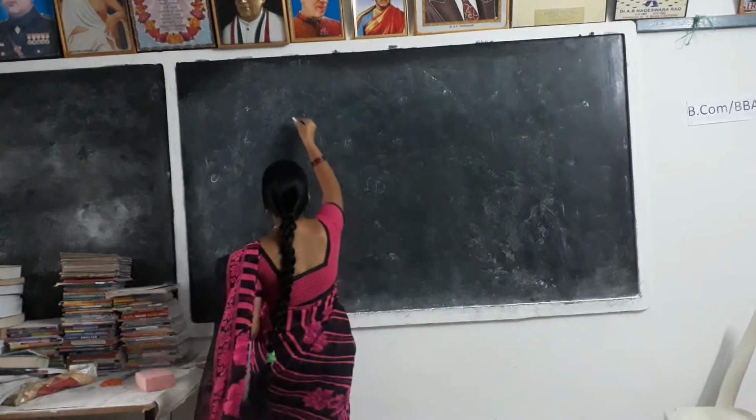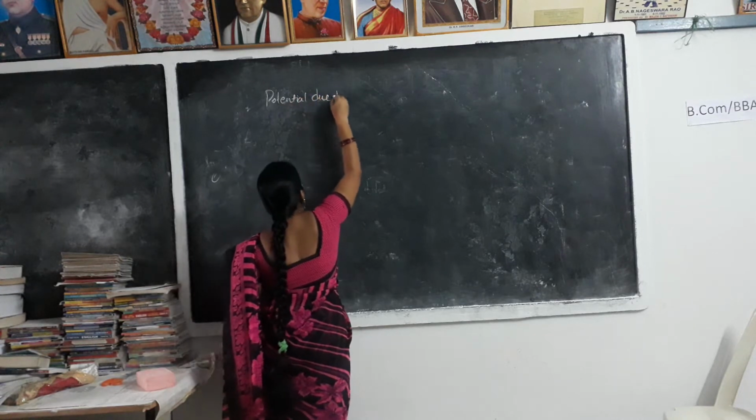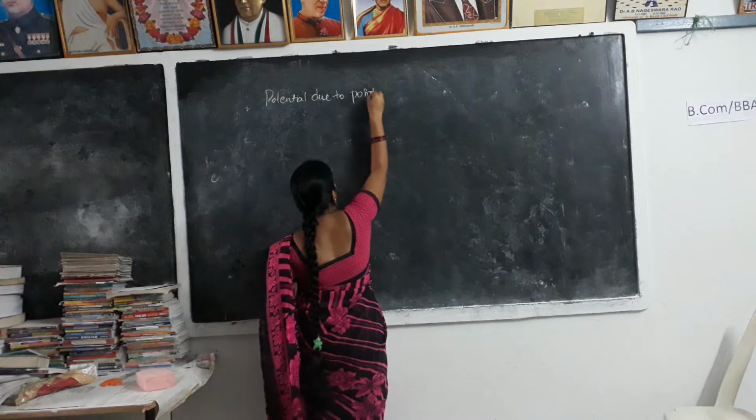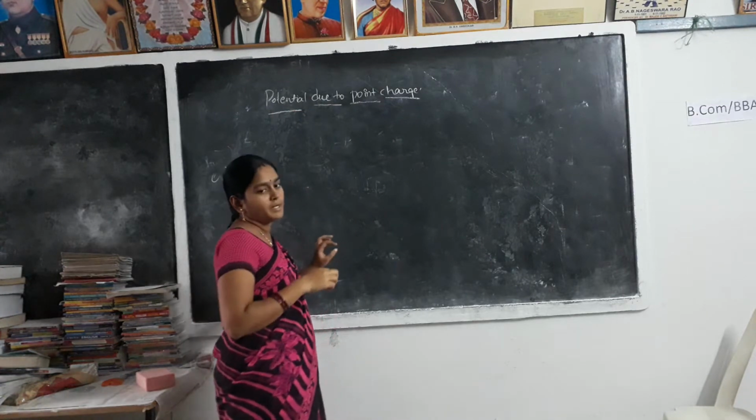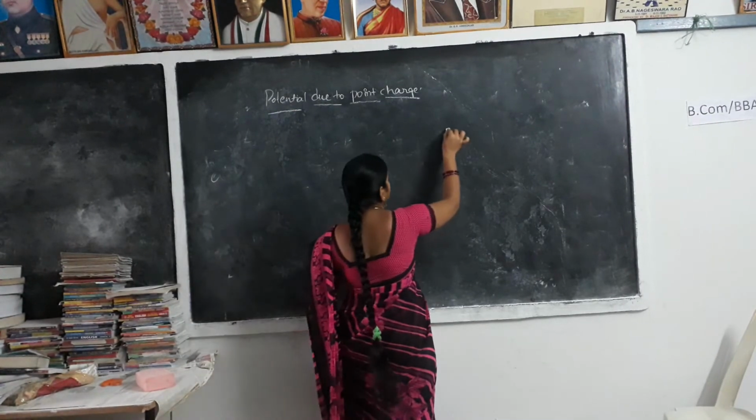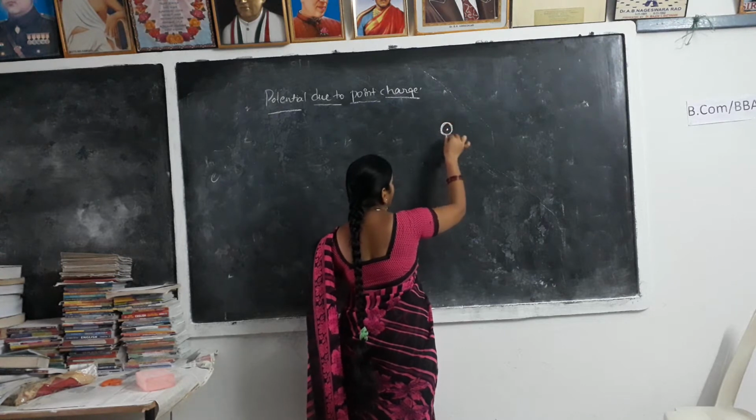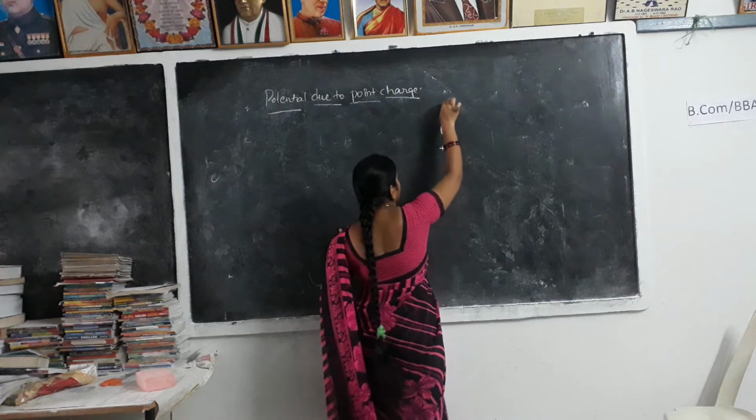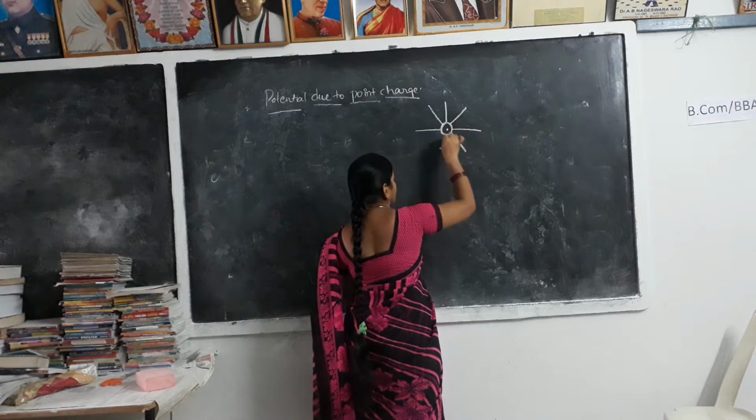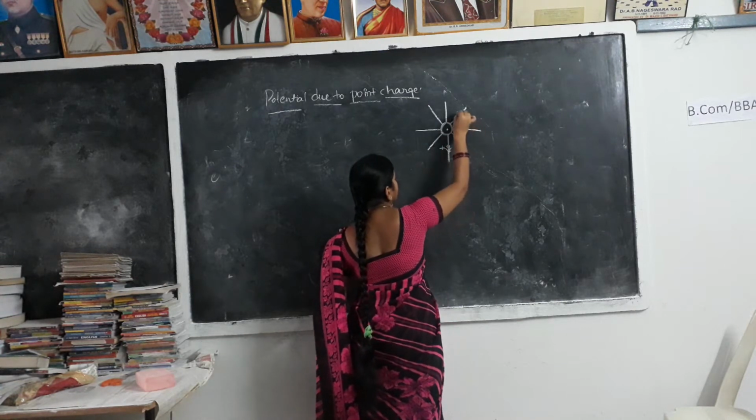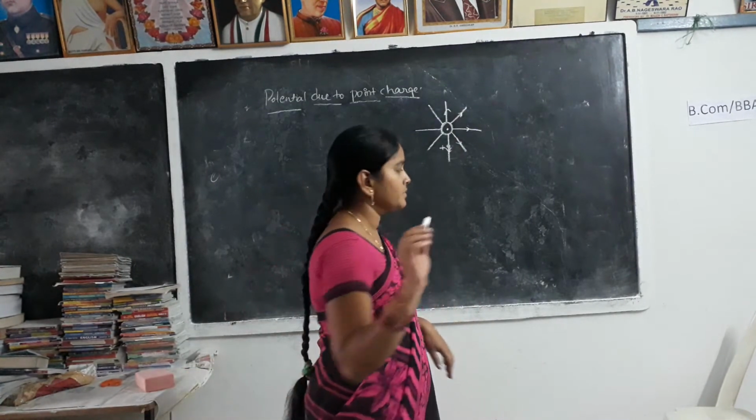Next topic, potential due to point charge. So, in order to explain potential due to point charge, we consider the point charge which has the charge plus Q, and the electric field of this point charge is radially outward.